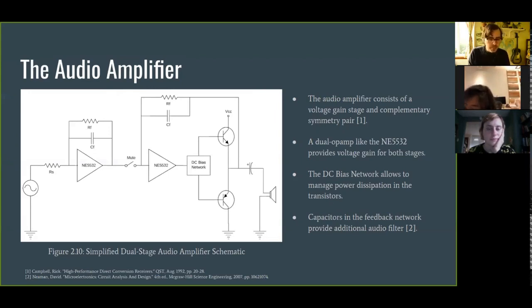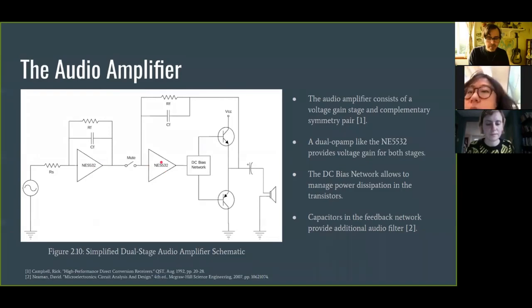And then an audio amplifier design. The audio amplifier is basically 2 stages. So we can just use a single op amp, in this case an NE5532. One stage provides the voltage gain. There's a mute button there. And then there's another op amp here to drive this complementary symmetry stage.